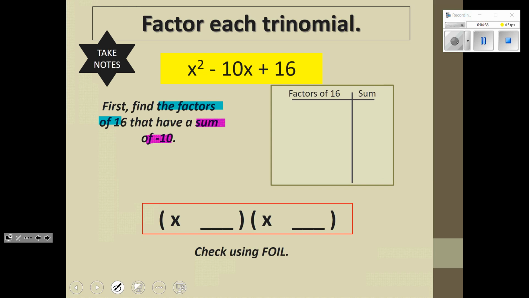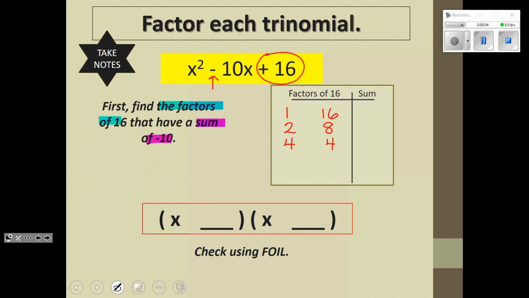Okay, first you're always going to look at the c term, which is 16, and you think of factor pairs for 16. I think of 1 and 16. It's divisible by 2. That would be 2 times 8. It's divisible by 4. That would be 4 times 4. And now I want to have a sum. Notice that the sign in front of the 10 is a negative. So this time when I add them together, I want to have a sum of negative 10.